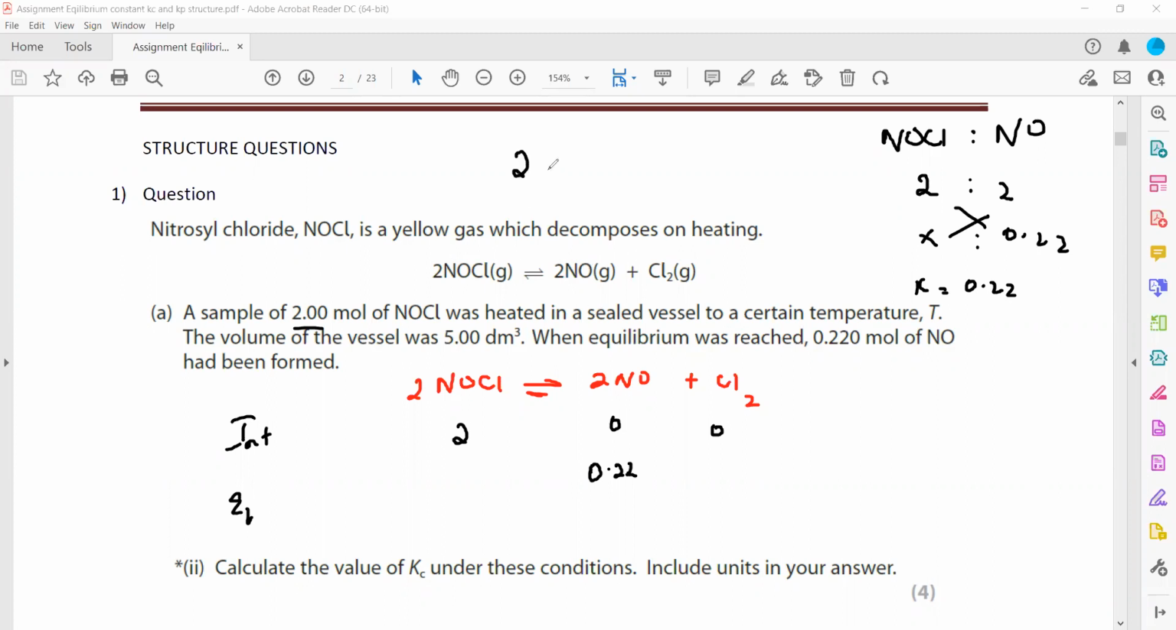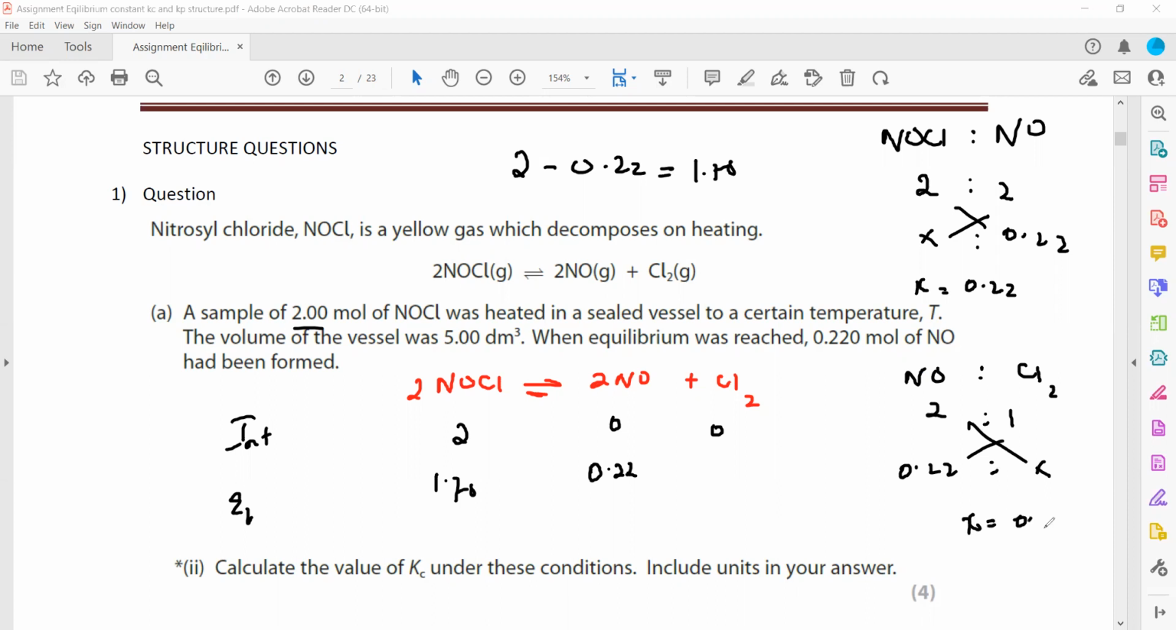If originally it was 2 and now out of 2, 0.22 are used up, how many moles of nitrosyl chloride are left? That is 1.78. Then how many moles of chlorine are formed? Again, we use a ratio between nitrogen monoxide and chlorine, according to the equation 2:1. If we have 0.22 moles, it will be half of it, 0.11. So 0.11 moles of chlorine will be formed.